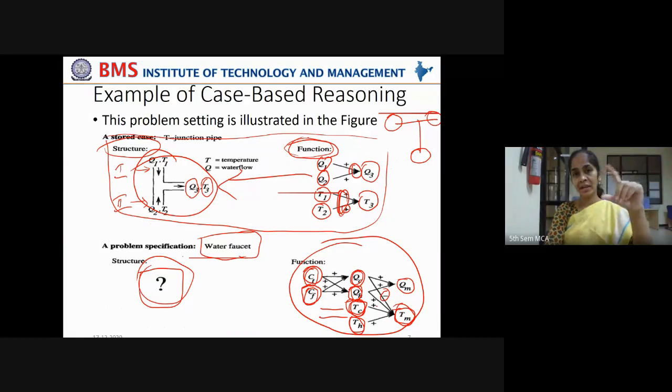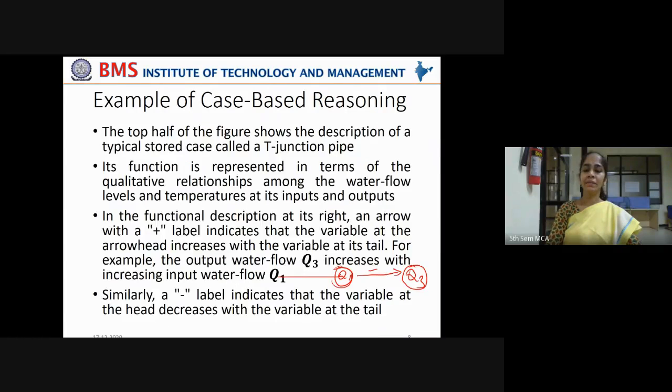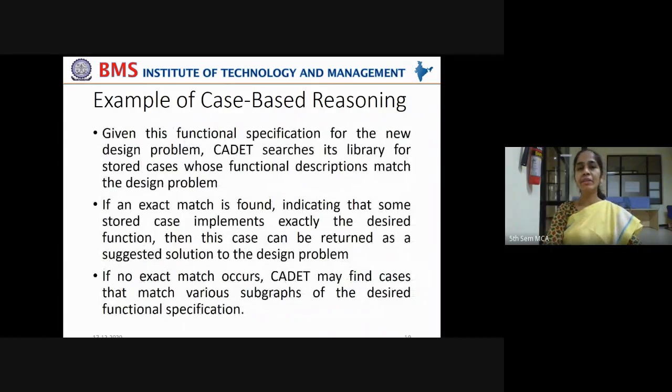Now how are these controls adjusted? If temperature is this much for the water flow and temperature is this much for the water flow, then what should be the output water flow's temperature, so that it doesn't harm the user? In that way, the design has to be made. So given this functional specification, the functionality is given in the form of the figure.